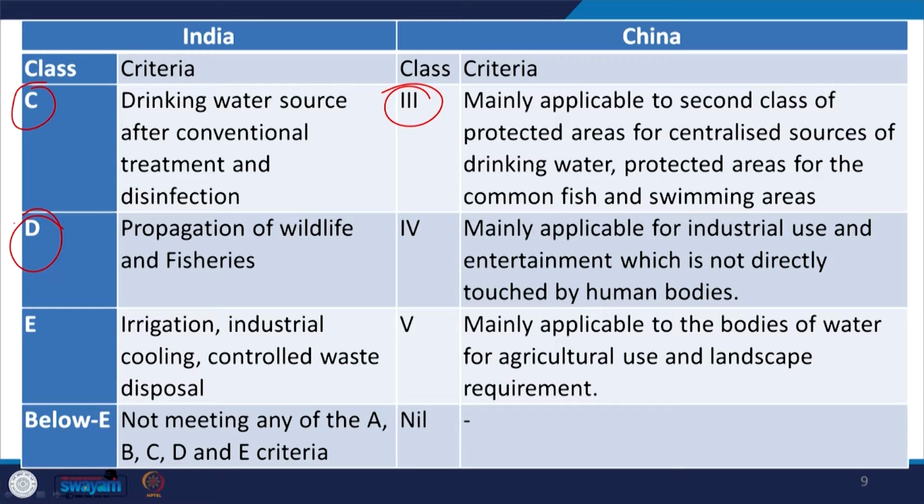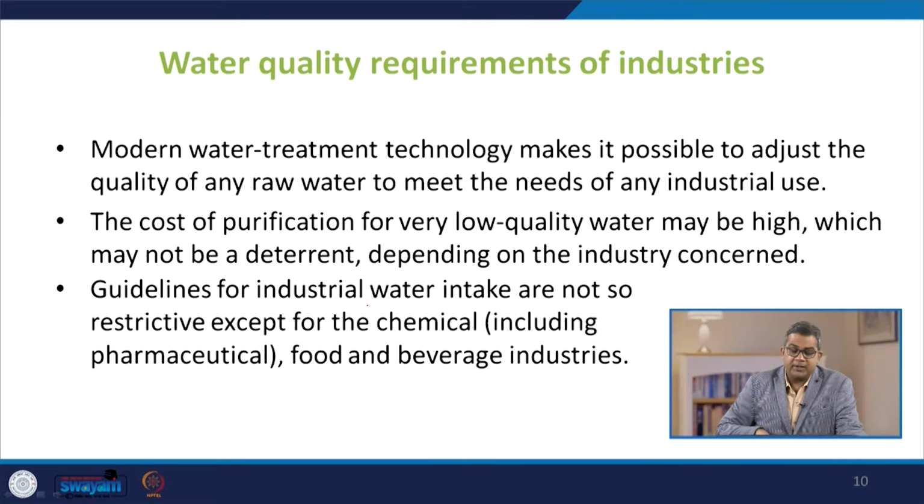In the Indian context, class D is the propagation of wildlife and fisheries, and class 4 of the Chinese criteria is mainly applicable for industrial use and entertainment which is not directly touched by human bodies. In the Indian context we have class E, which is attributed to irrigation, industrial cooling, and controlled waste disposal, and in the Chinese context it is mainly applicable to bodies of water for agricultural use and landscape requirements. Below E, in the Indian context, are waters not meeting any of the A, B, C and D criteria, and there is no such criterion available in the Chinese classification.